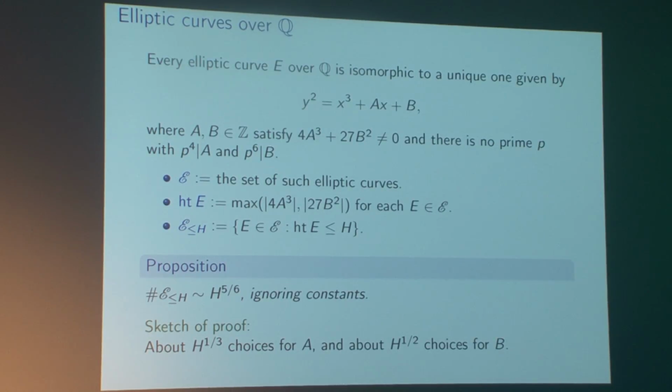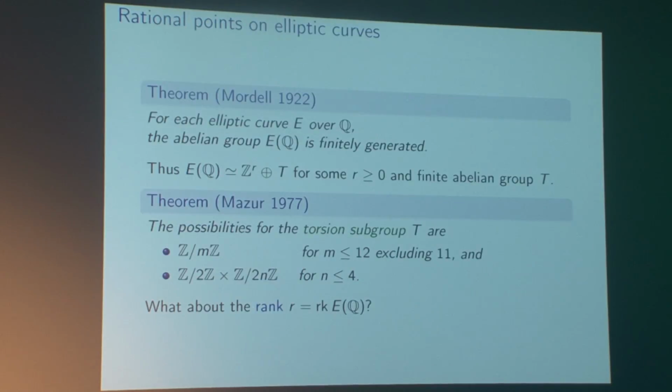But what we're interested in about these curves is their rational points. The first theorem, as you probably all know, is Mordell's theorem: the set of rational points is first an abelian group, and what Mordell proved is that this abelian group is finitely generated. So you know that it has this structure: it's going to be a direct sum of a free group and a finite abelian group. Now the question is to understand what the possibilities are for this rank R and this torsion subgroup T. The torsion subgroup is completely understood, thanks to Mazur. There's just a finite list of groups that can occur.